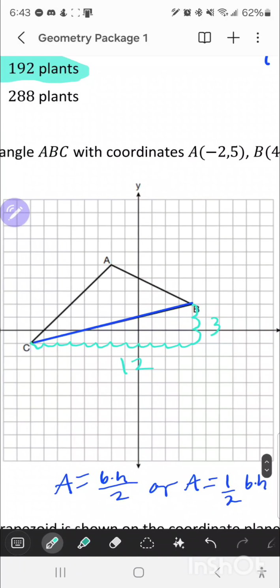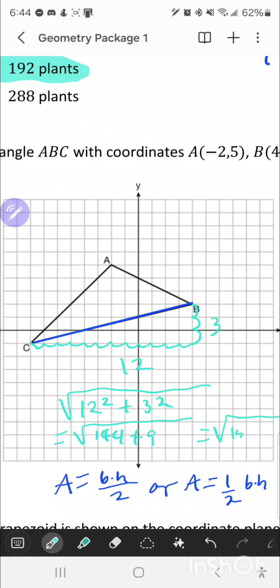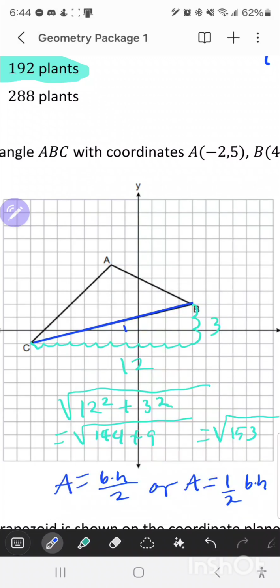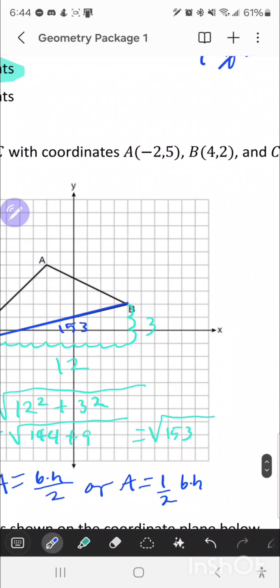And we need to calculate the blue part. So we say square root of 12 squared plus 3 squared. It's going to be square root of 144 plus 9, since 12 squared is 144 and 3 squared is 9. 144 plus 9 is 153. So square root of 153, and that's our base. Now we need our slope.